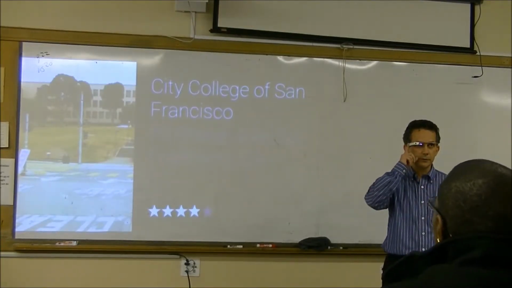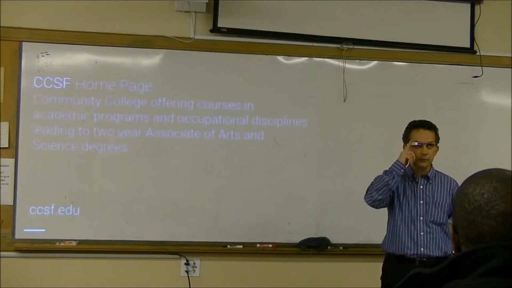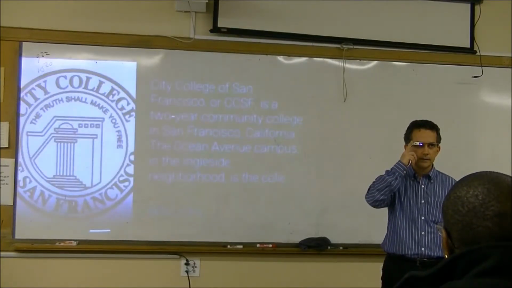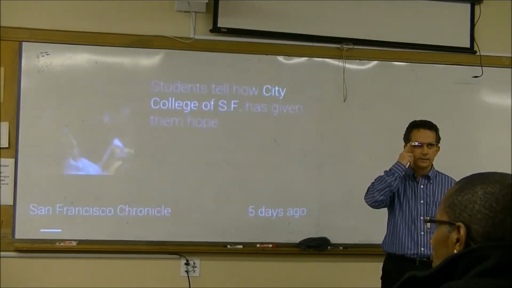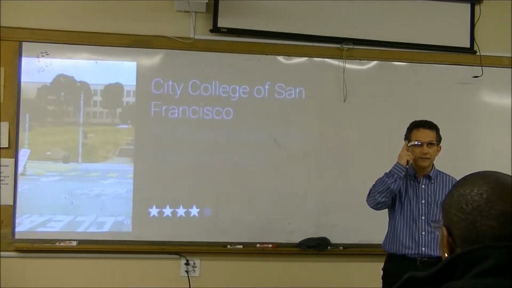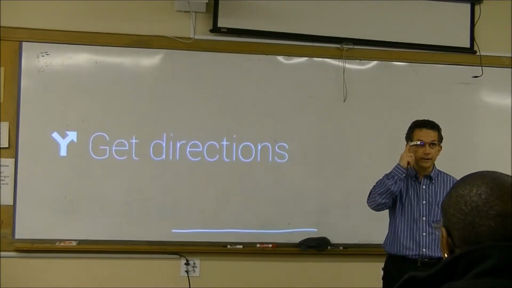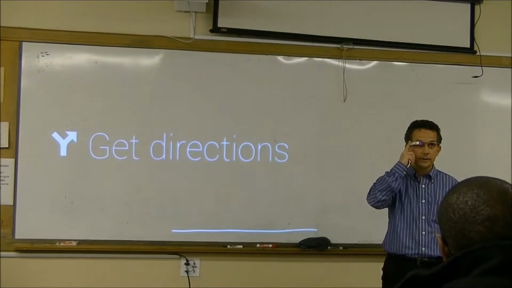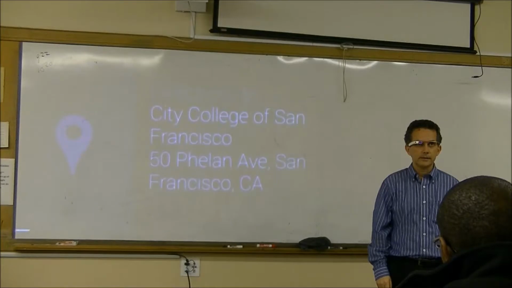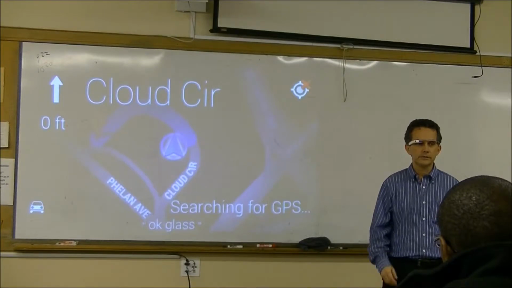Okay, so we Googled City College, and it brings a lot of information here. If I swipe through, it's like I'm scrolling through pages. But you see that this is not the website of City College? Google did a search and brought some information back. If I tap on it, I can call City College, I can get directions. If I get directions, then it brings me the map with the directions.